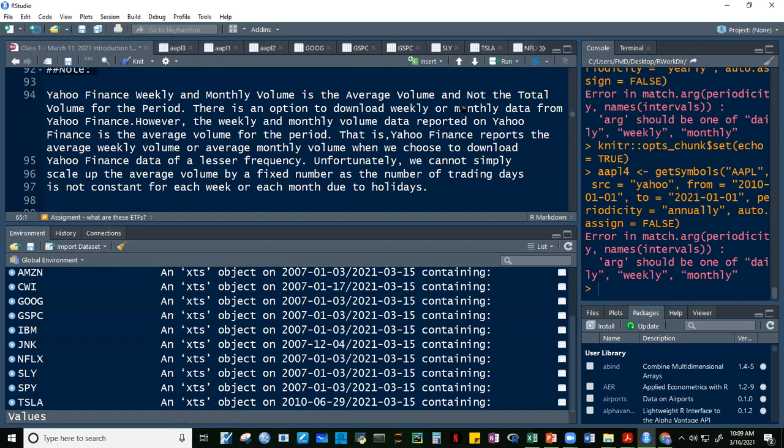Kasi yung volume, guys, ang kinagamit dyan, yung average volume, not the total volume for the period. Okay? There's an option to download weekly or monthly data from Yahoo Finance. However, the weekly and monthly volume data reported in Yahoo Finance is the average volume for the period. Unfortunately, we cannot simply scale up the average volume by a fixed number as the number of trading days is not constant for each week.